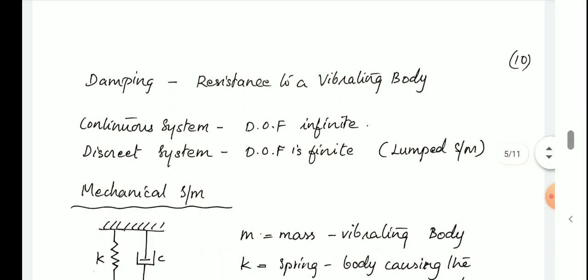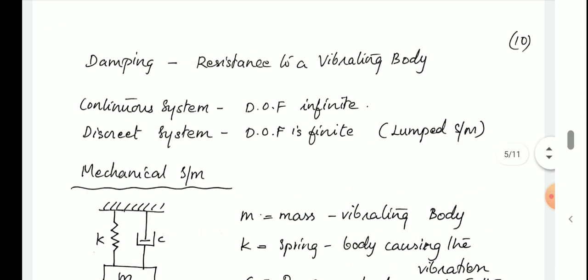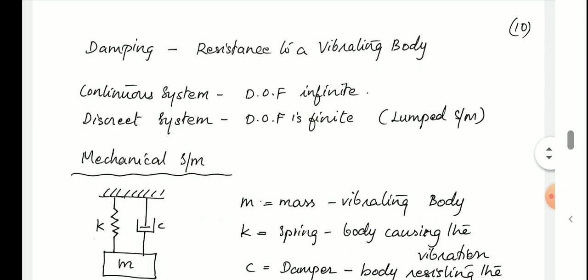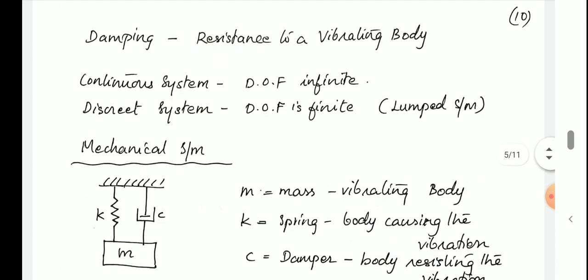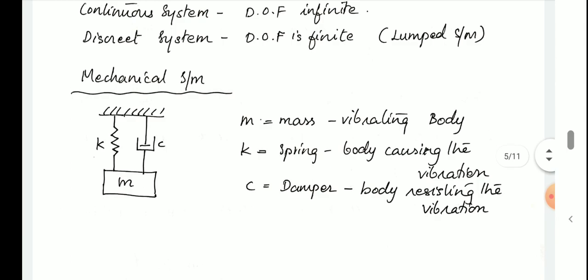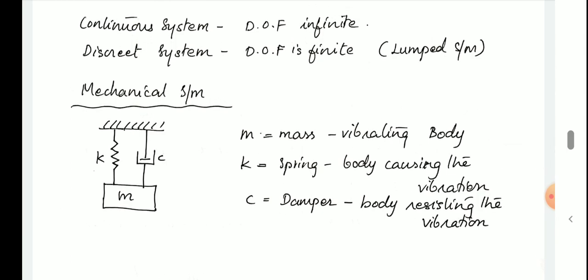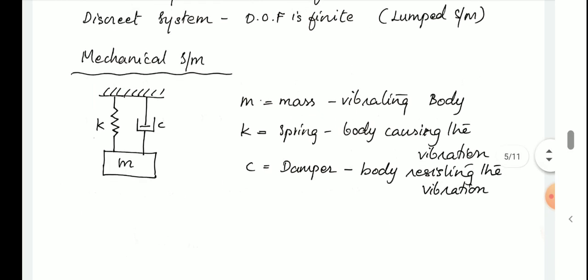What is damping? Damping is the resistance given to a vibrating body. A body with infinite degrees of freedom is known as a continuous system. A body with finite degrees of freedom is known as a lumped system or a discrete system. Now, in mechanical vibrations, a mechanical system is a system which has a mass, spring and damper.